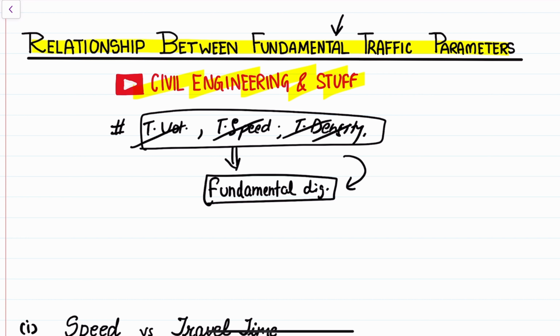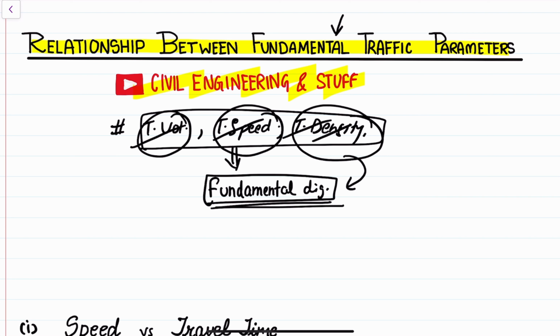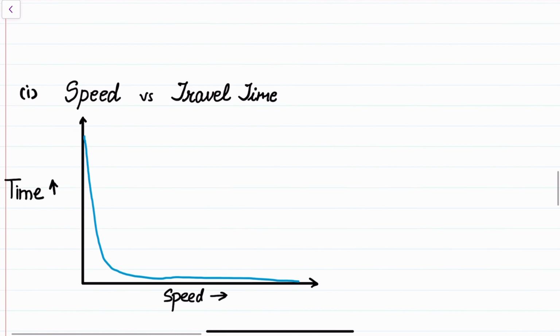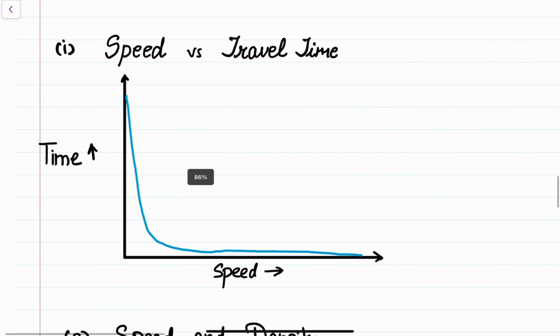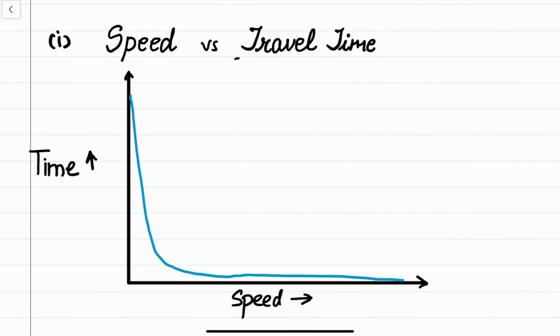All right. It's of primary importance that you should have a basic understanding of what is traffic volume, what is traffic speed, and what is traffic density. We have discussed these in the previous lecture, so just have a basic understanding of these before moving on to this lecture. It's a very important discussion, so you should have a very clear understanding. Okay, so let us discuss the first relationship, and that is speed versus travel time.